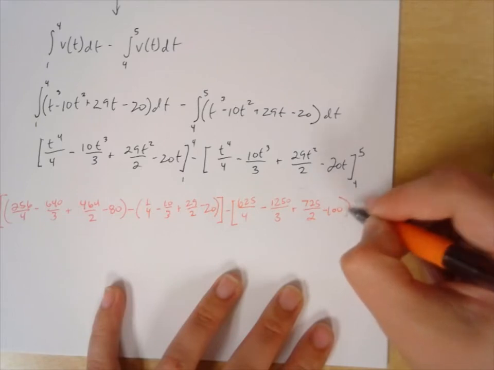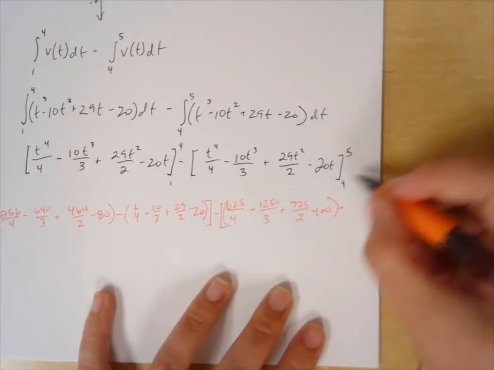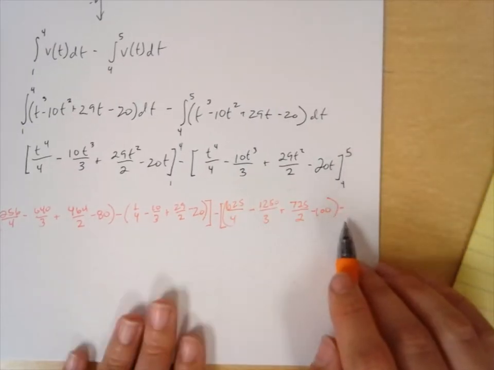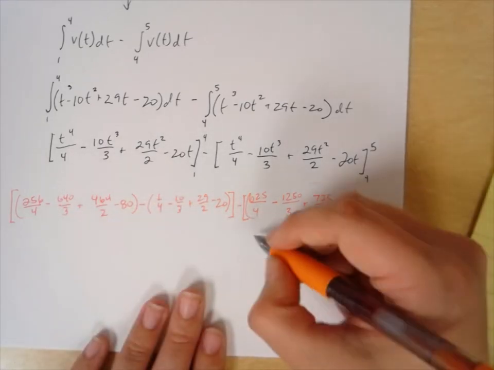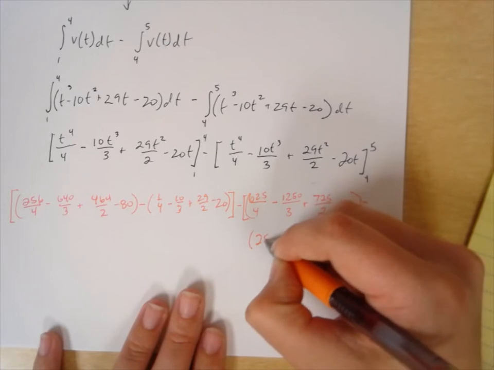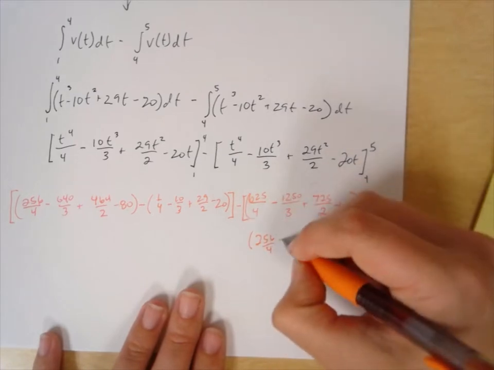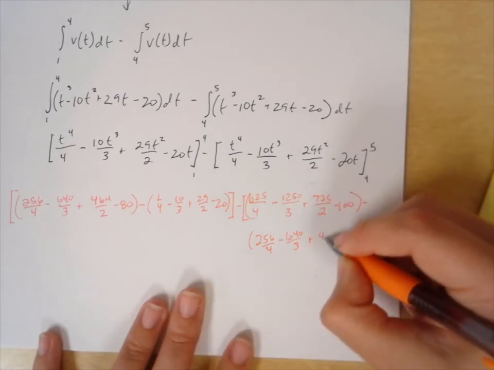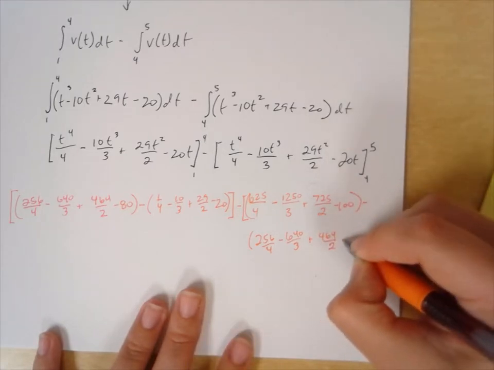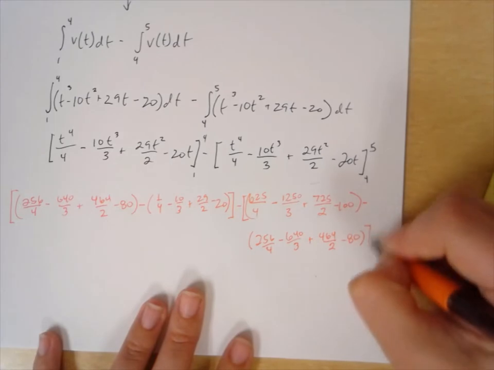I'm running out of room here, but we did already evaluate all this stuff at 4. I'm going to write it below here, though. It's just this stuff over here. Minus the 256 over 4 minus 640 over 3 plus 464 over 2 minus 80.